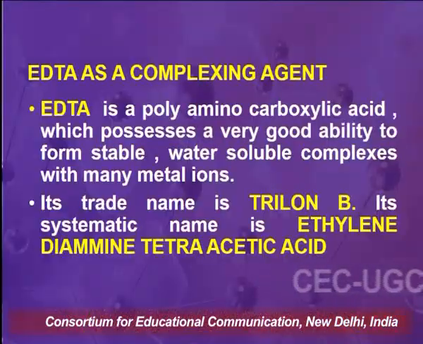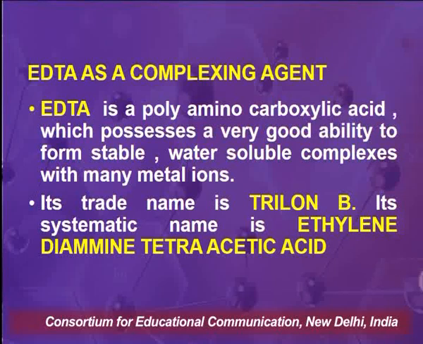Coming to the complexing agent which can be used in determination of various ions, it is EDTA, which is the most important complexing agent. EDTA is a polyamino carboxylic acid and possesses a very good ability to form stable water soluble complexes with many metal ions. Its full name is ethylene diamine tetraacetic acid and its trade name is Trilon B.